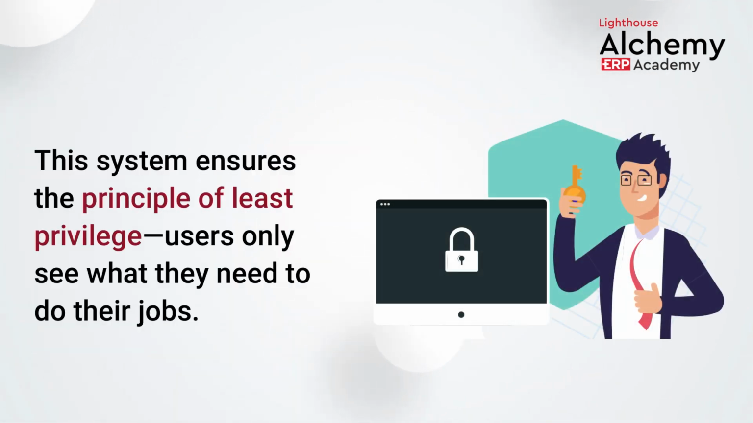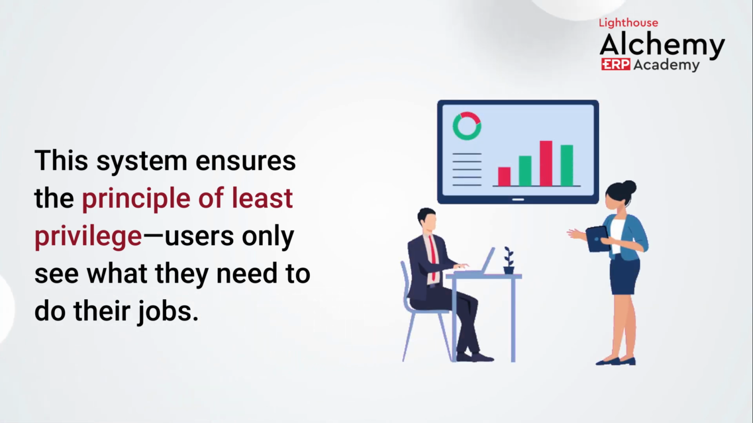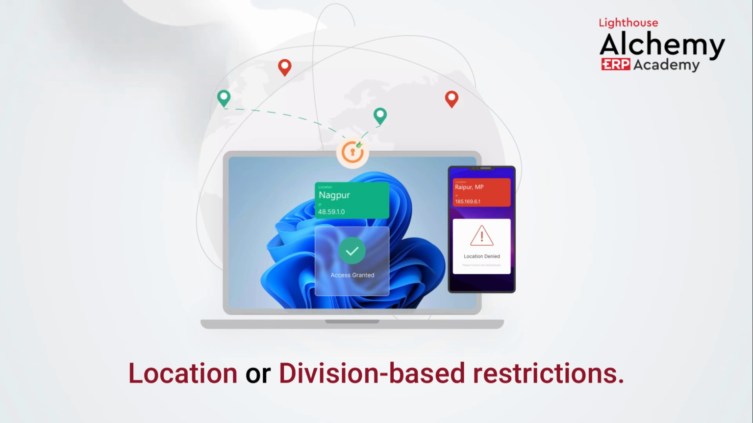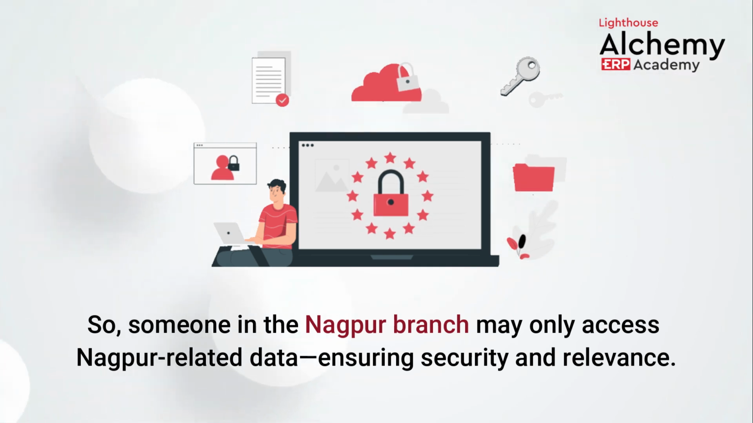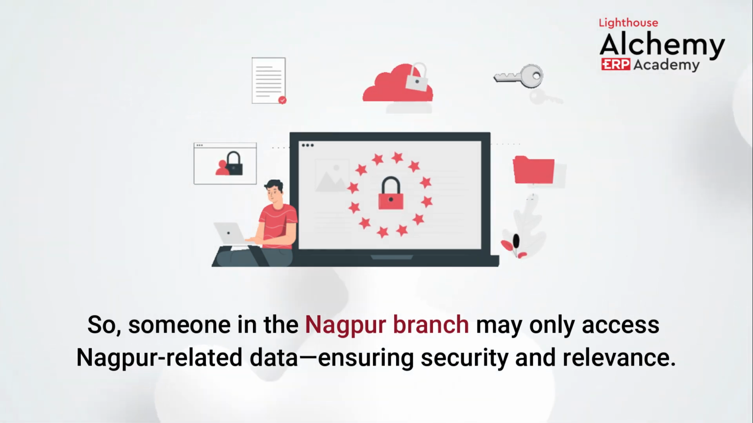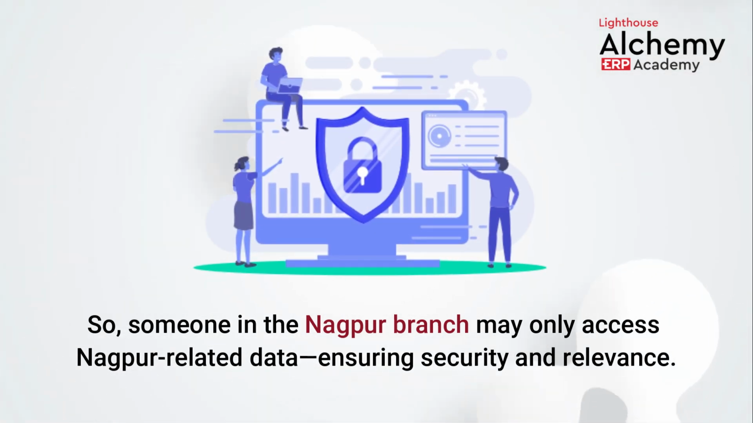This system ensures the principle of least privilege. Users only see what they need to do their jobs. You can also apply location or division-based restrictions. So someone in the Nagpur branch may only access Nagpur-related data, ensuring security and relevance.